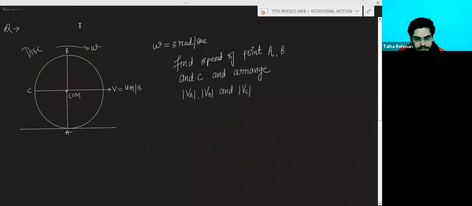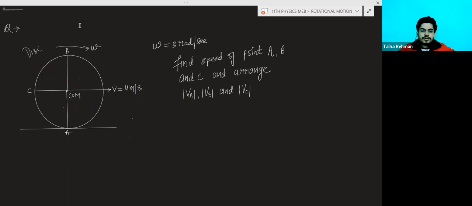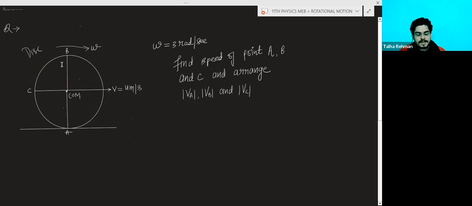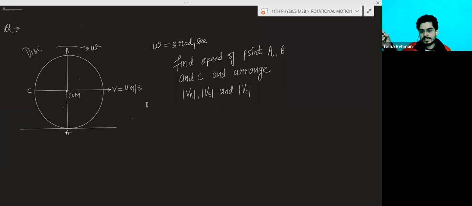So this question we will solve, okay. Here is a disk, and this disk is rotating with an angular velocity of omega, and at the same time, the center of mass is moving linearly with a velocity of 4 meter per second. Means this body is rotating like this and also moving like this.